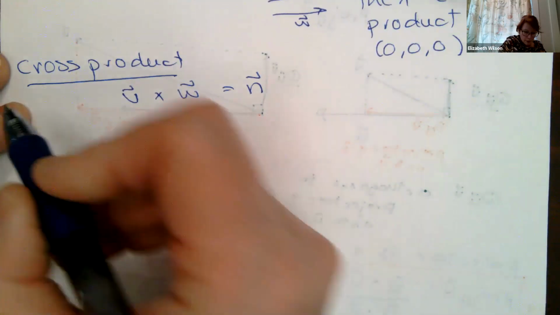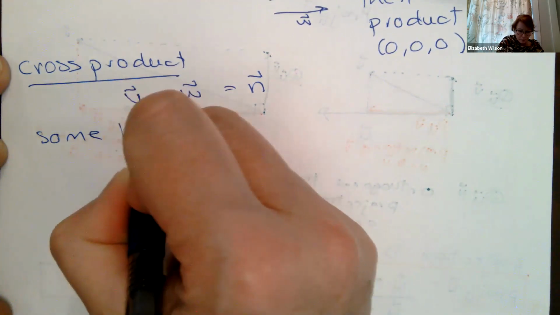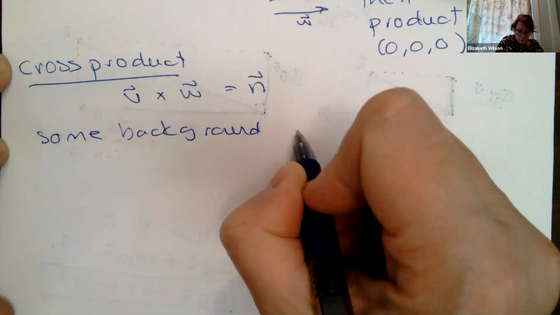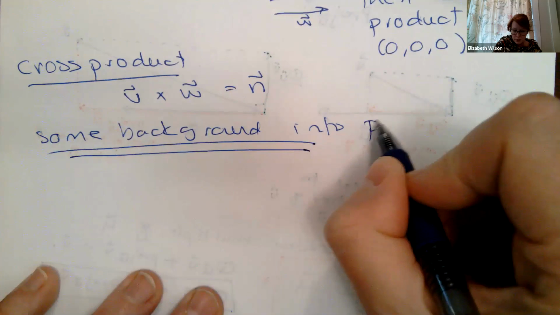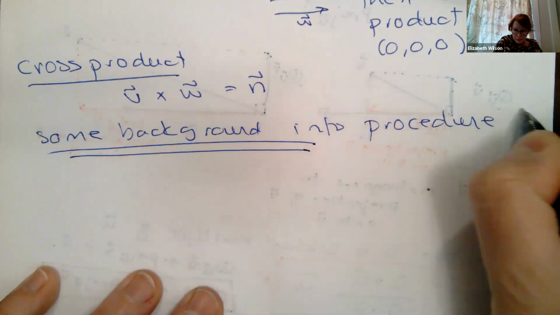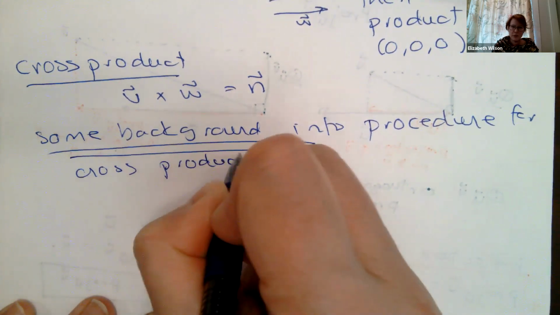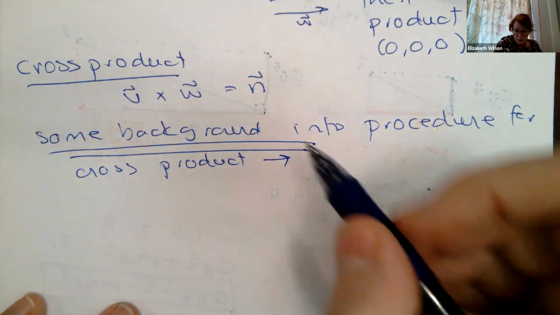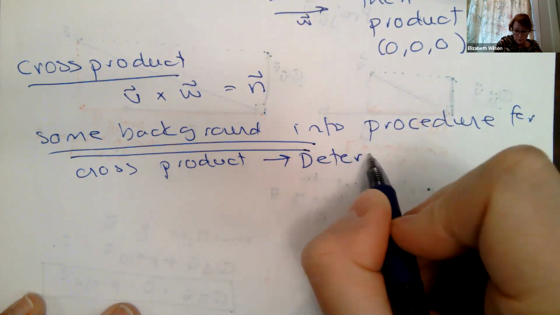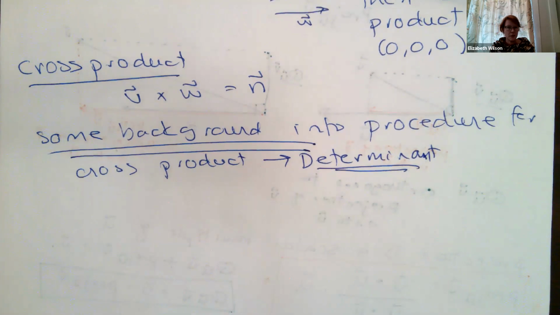Okay, so just some background. This is going to help us actually do the whole process of the cross product. So some background info on the procedure for our cross product. The procedure for the cross product comes from a procedure in linear algebra that's called the determinant. We're really only just ever so slightly going to be touching on the concept of the determinant in this course.